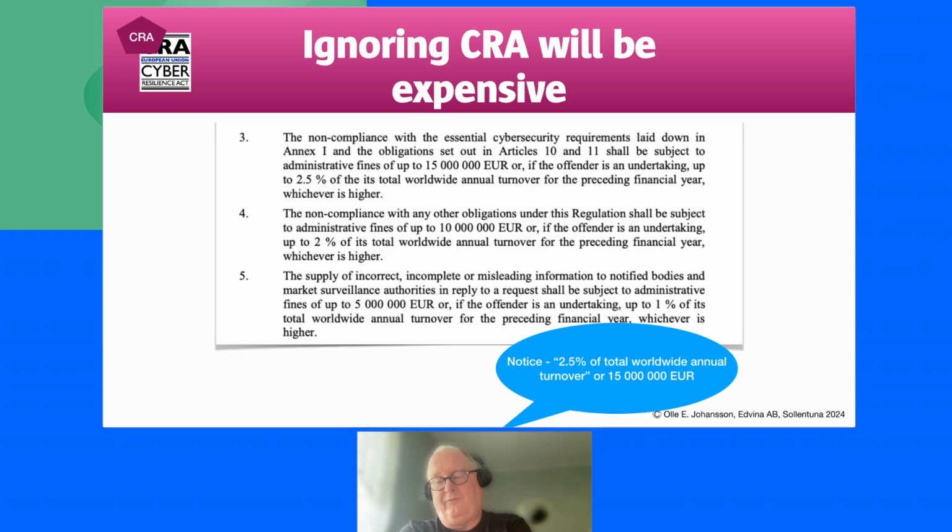So what happens if you continue to sell products and don't do the right things, or if you ignore reports and actually cause harm to your customers? Well, they set the bar so high. The fines go to 15 million euros or 2.5% of the worldwide annual turnover. This is so high. It's higher than the GDPR and other legislations. So it makes CRA a board issue. It's a direction issue that needs to be handled on that level because of the risk you take here.